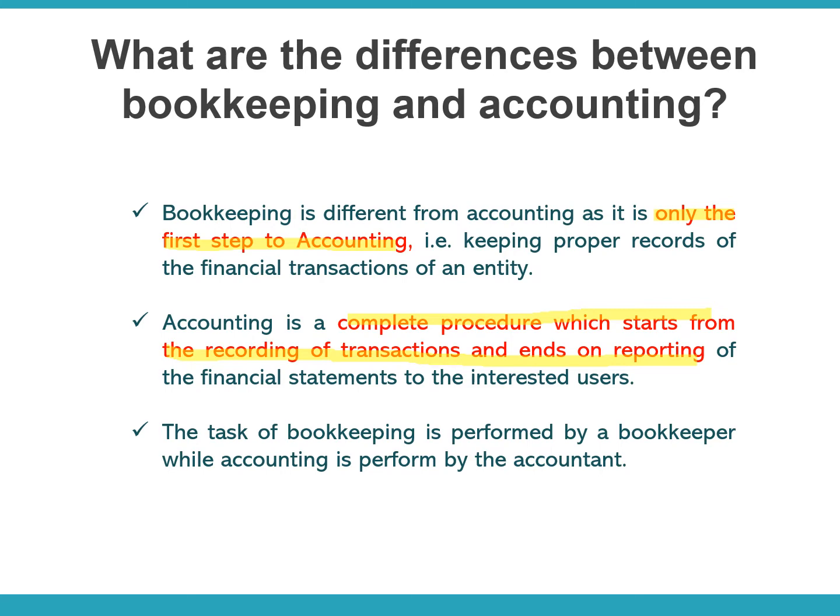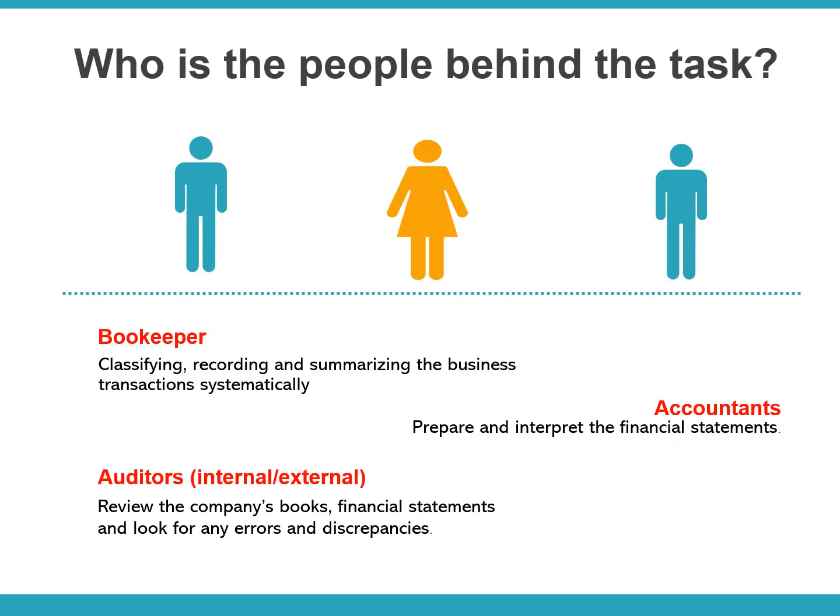So as you can see, bookkeeping refers to the need of recording transactions systematically, whereas accounting involves the process until the end stage, which is reporting the financial statement to the interested users. Lastly, the task of bookkeeping is performed by a bookkeeper while the task of accounting is performed by the accountant. Okay, let me show you here some of the people behind the task. First, we have the bookkeeper.